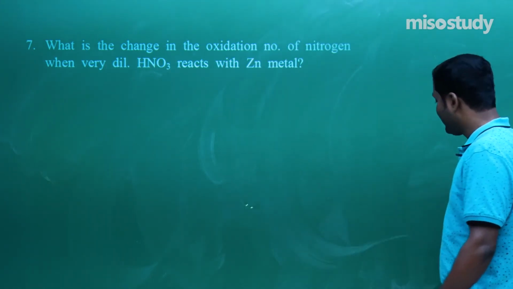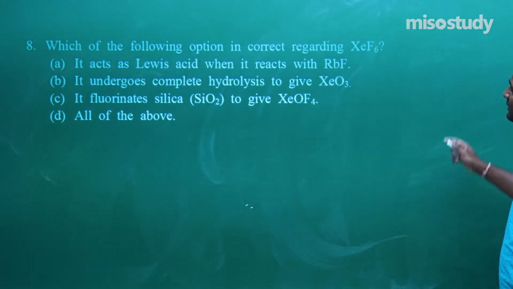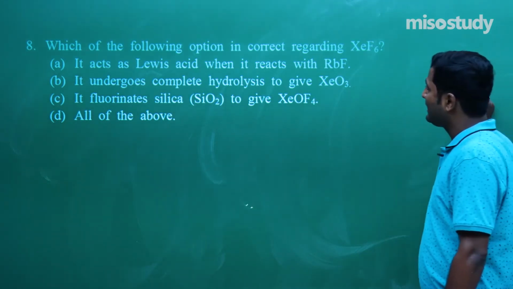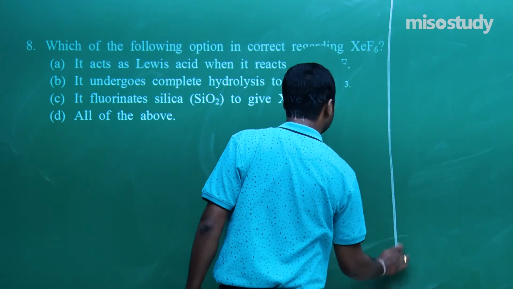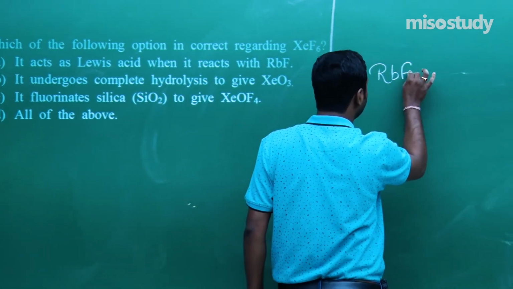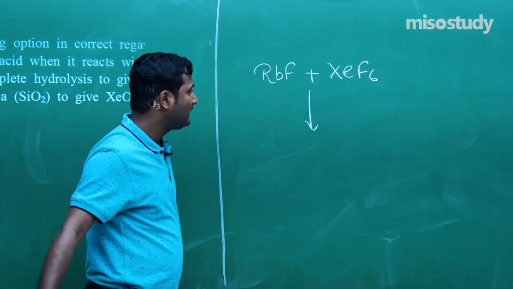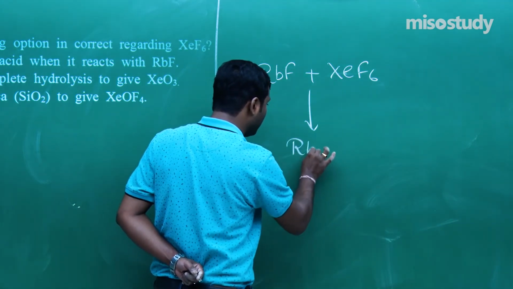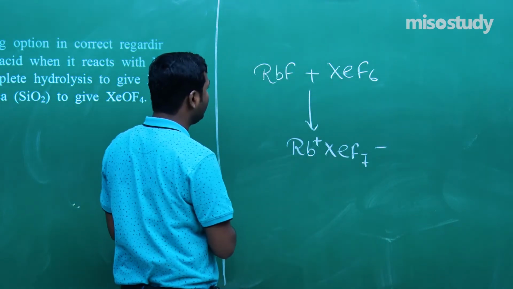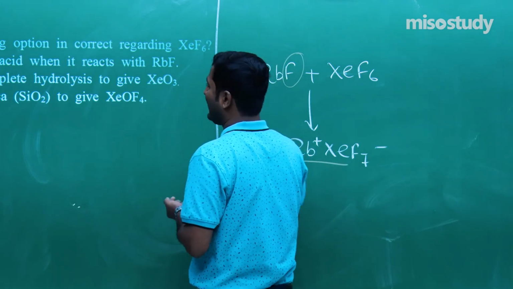Let's move to the next question. What is the next question? Check it out. Which of the following options is correct regarding XeF6? It acts as a Lewis acid when reacting with RbF. Write down the reaction: RbF plus XeF6. Then what will happen? It gives Rb+ and XeF7-. Then definitely it takes the most electronegative atom, so we can say it acts as a Lewis acid.